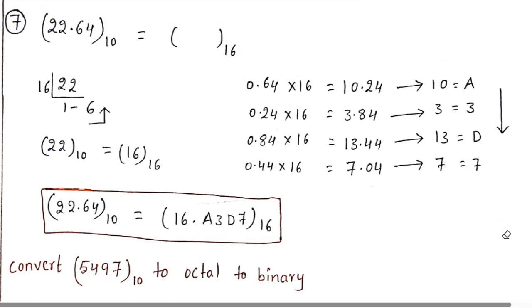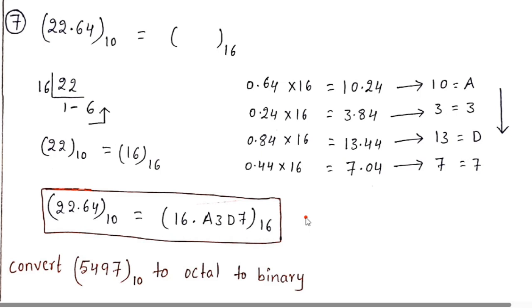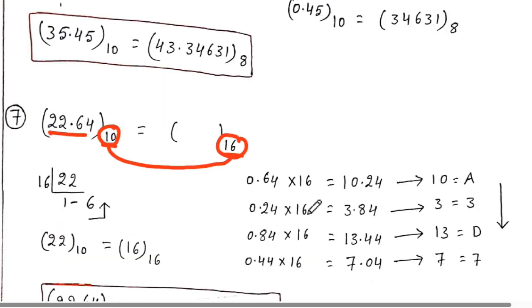The number I'm taking here is 22.64 base 10, and we are going to convert it into the hexadecimal number system. In order to convert a decimal number into hexadecimal, we have to divide the integer part by 16 and multiply the fractional part by 16.